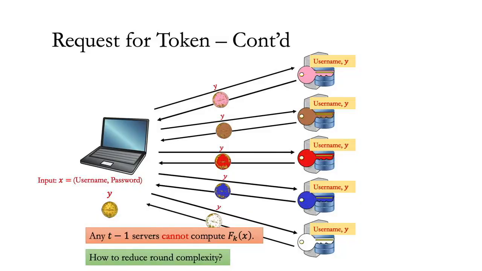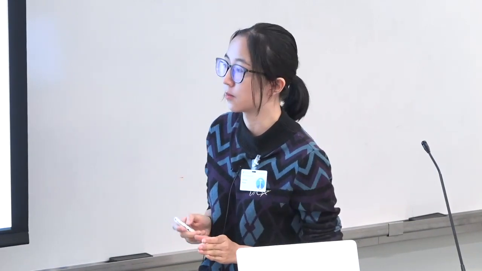But before that, let me talk about how to reduce the round complexity. Right now, requesting tokens takes 4 rounds: 2 rounds to recover the PRF value y, and 2 rounds to send y back and get the partial tokens. How do we reduce these two procedures to just 2 rounds, which is the minimum number of rounds? Minimizing the number of rounds is also for efficiency reasons.